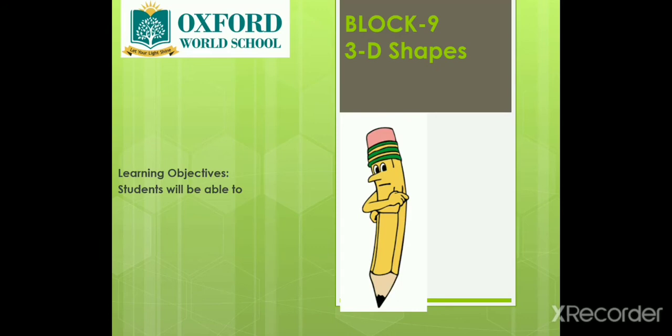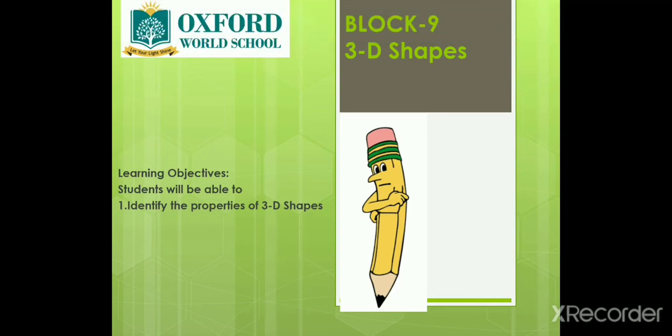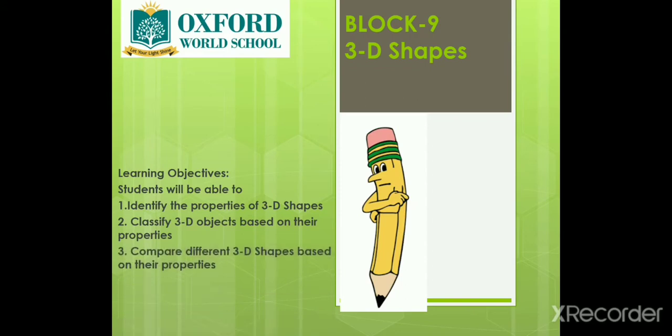So today we will start with our next block, which is 3D shapes. Now in this module, we will learn properties of 3D shapes. Also, we'll learn to classify 3D shapes on the basis of their properties. And also we can compare 3D shapes on the basis of their properties. And also we'll learn how to draw 3D shapes on a dot paper.